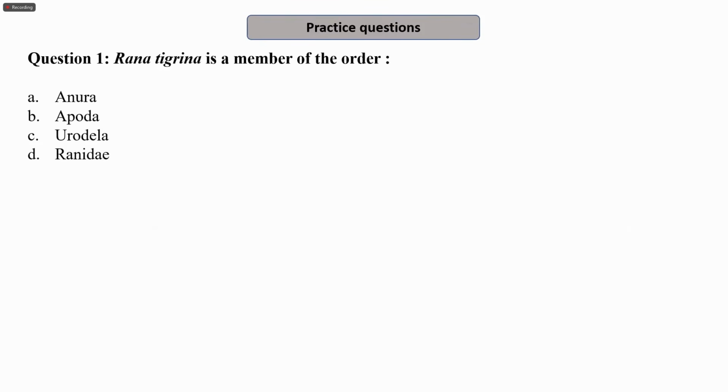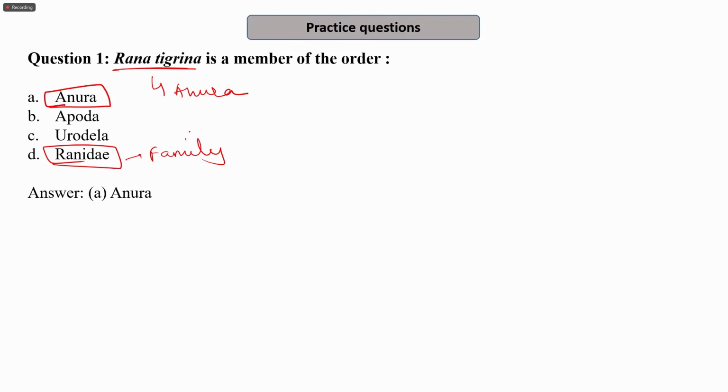So there are certain practice questions for quick revision of what we have learned till now. Rana tigrina is a member of the order... We know that Rana tigrina is a member of the order Anura. So the correct answer is option A, Anura. Ranidae is not the order, it's the family. So the answer is Anura.